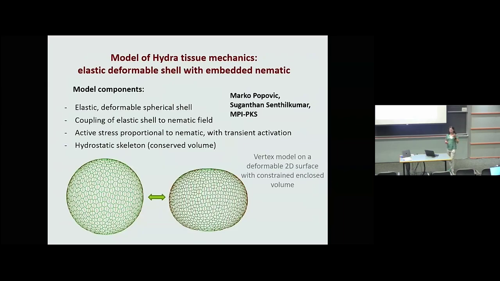So the tissue is modeled as an elastic deformable shell. This shell is coupled to a nematic field with an active stress that is proportional to the nematic, but also has transient activation. And then we also have a hydrostatic skeleton holding the shape.